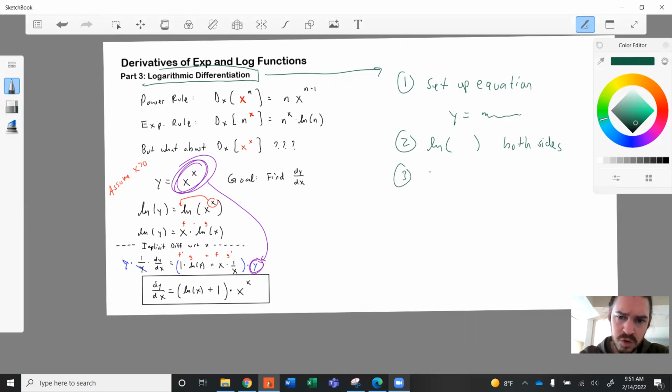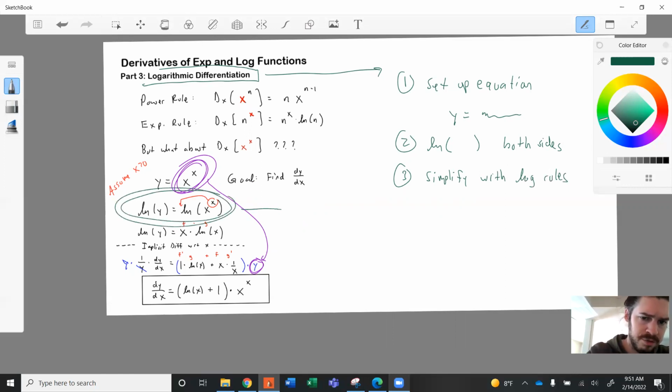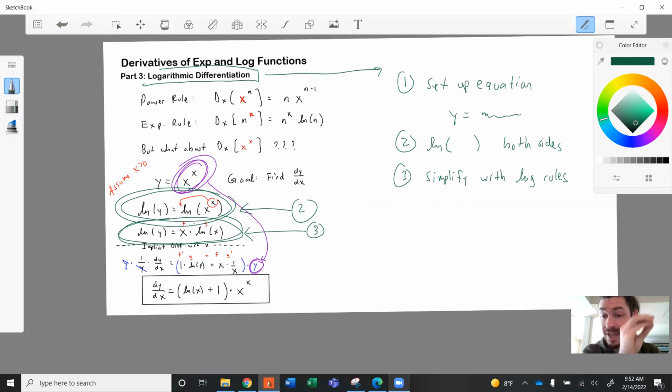Then step 3 is to simplify with log rules. So in particular, that happened right here. You see how we brought the, actually that was where we applied step 2, I guess. The next line is where we applied step 3, because we simplified it by taking the power and bringing it outside of the logarithm function, right? That was applying a log rule. And then step 4 is to do implicit differentiation.